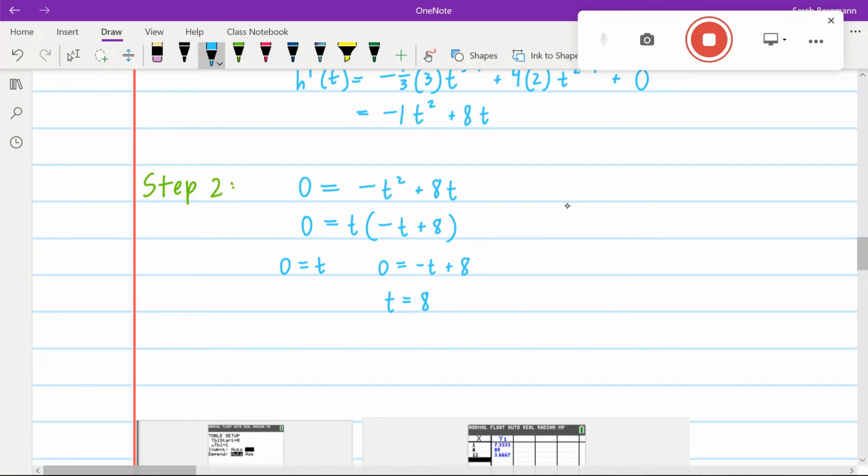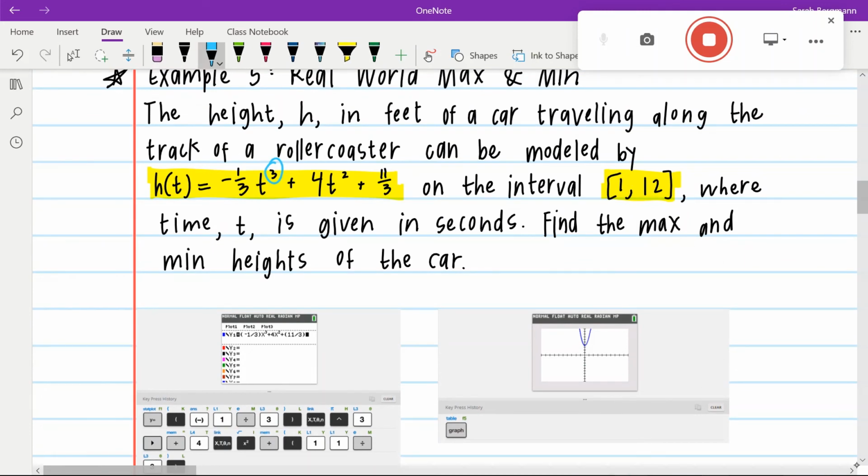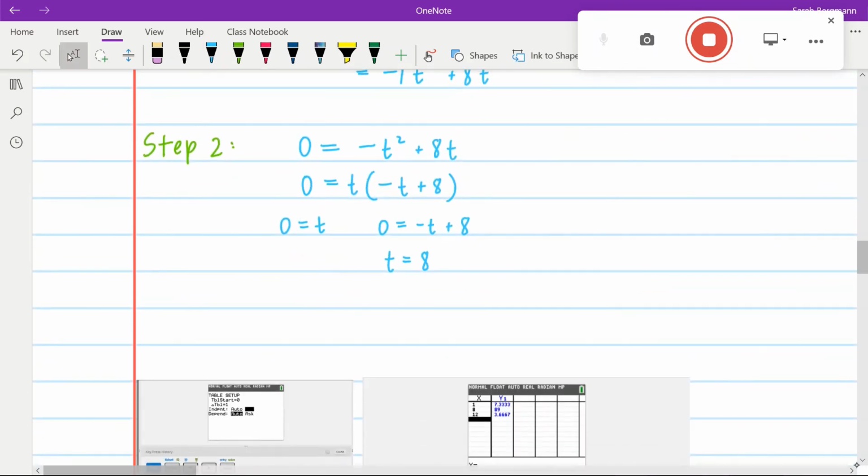Now notice 0 equals t is not included in our original interval that we're inspecting our equation. So we're not going to include 0 equals t as one of our critical values.